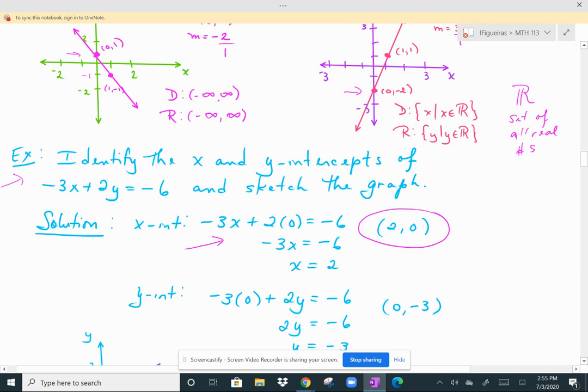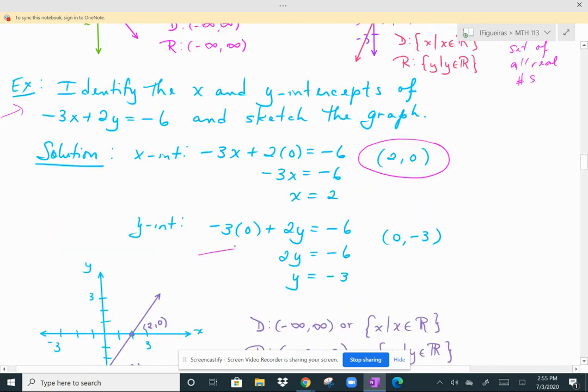To find the y-intercept, you do the opposite. You let x equal 0 and then solve for y. So that's the work you see here. Plug in 0 for x, solve for y, you get that y is -3. So remember, x was 0, y is -3, so that's your y-intercept.